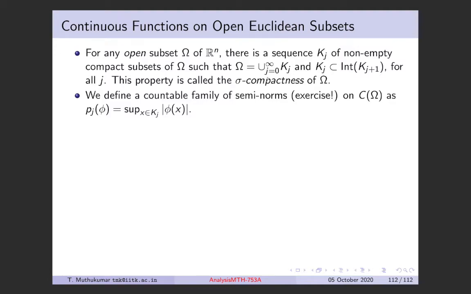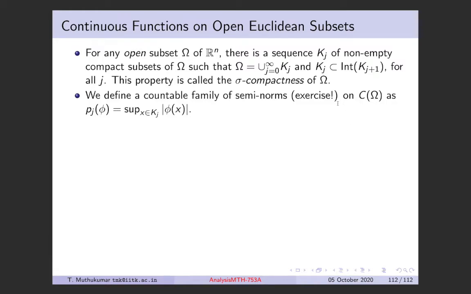So what you do is that you look at the space of continuous functions. What we are interested in is what kind of topology we can give here, because the uniform norm or uniform metric doesn't work, since omega is an open set and you can have unbounded functions here, so the supremum, the uniform norm, can blow up.